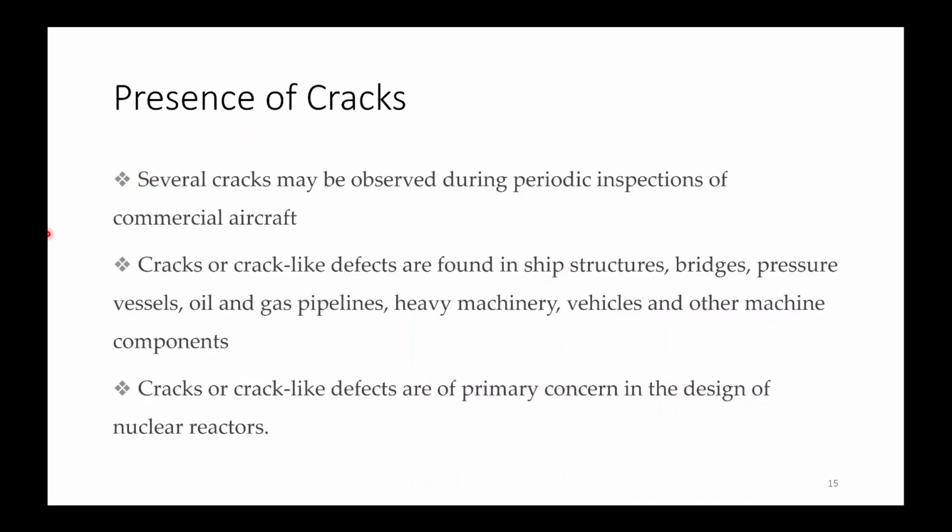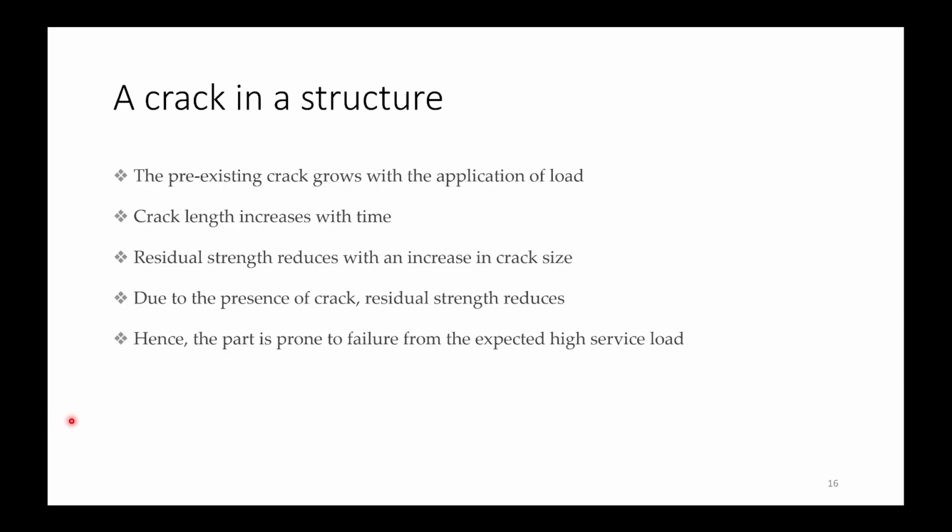Now, several cracks may be observed during periodic inspections of commercial aircrafts. Crack or crack-like defects are found in ship structures, bridges, pressure valves, oil, gas pipelines, heavy machinery, vehicles, and other machine components. And cracks or crack-like defects are the primary concern in design of nuclear reactors. Now the pre-existing crack, they grow with the application of load, and crack length increases with time. Now initially when we studied about ultimate tensile strength and yield strength, those all are calculated and predicted by assuming that material is crack and defects free.